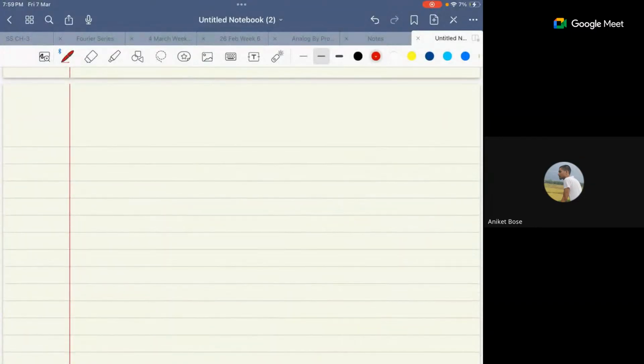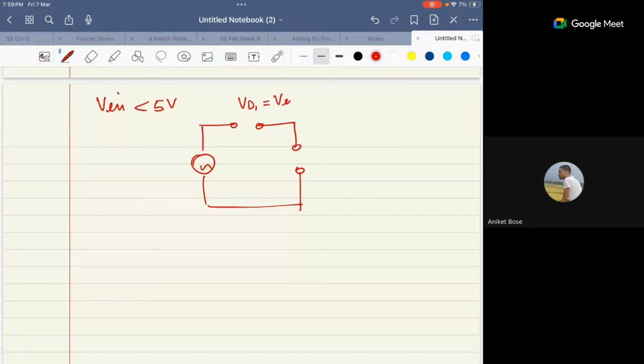See, as you said, when the V input is less than 5 volt, this was open, and this was also open. Both were open. We came to know that VD1 was equal to V input minus 5, correct? Yes, sir. And this was 100 ohm and this was 50 ohm. I told you this is a Zener diode, right? So this is NP, and there is also 100 ohm and 50 ohm.